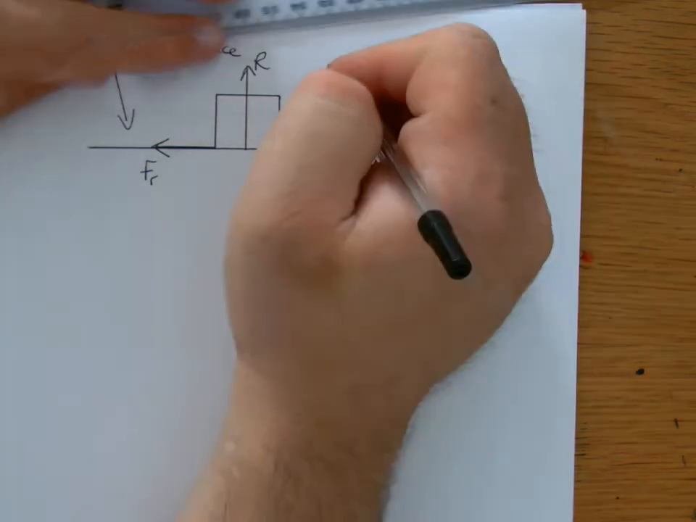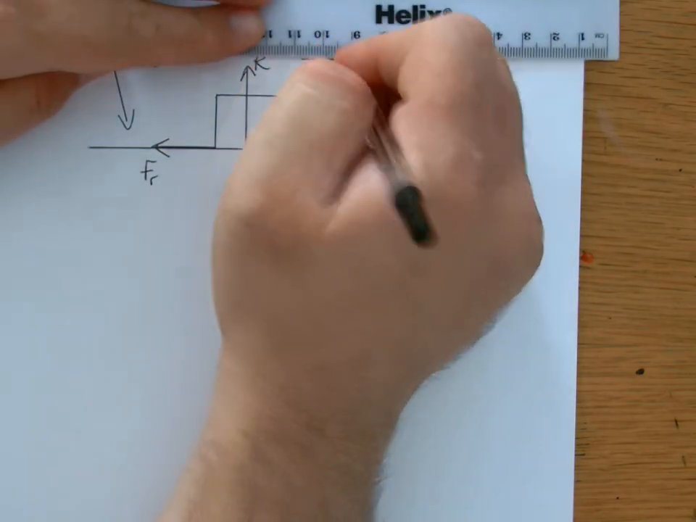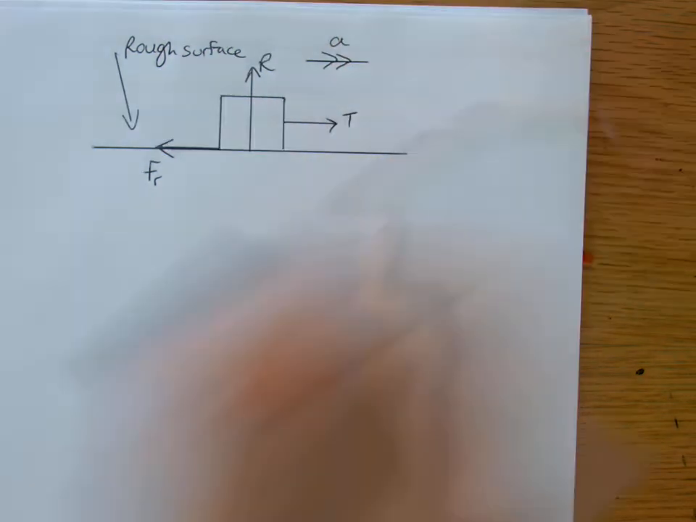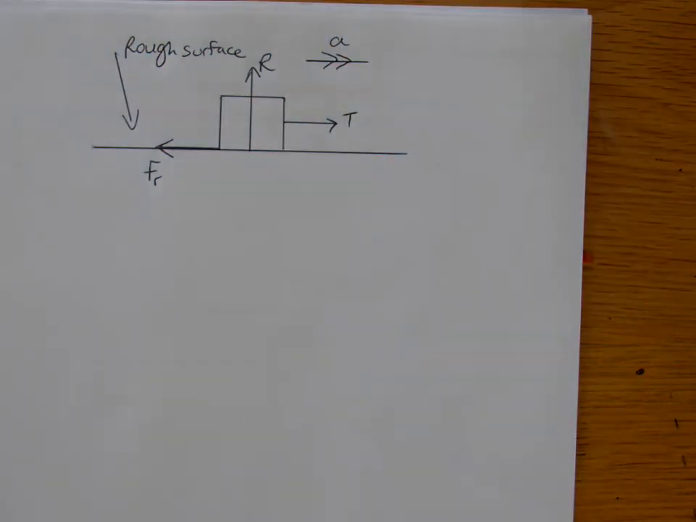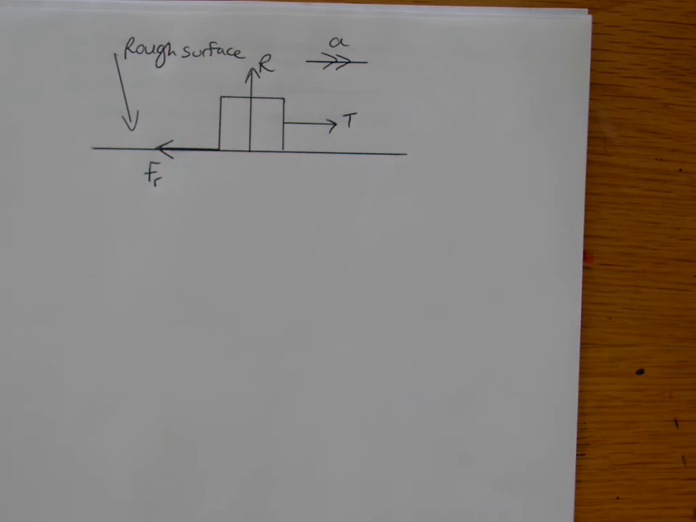So it always opposes the direction of motion. In this case, if we've got a tension, a string or something pulling the object to the right, it would want to accelerate to the right, and the friction force would oppose it. It's a resistance ultimately. Now it can stop an object from moving, of course, because if the tension in the string is not strong enough to overcome the friction, then the object won't move.